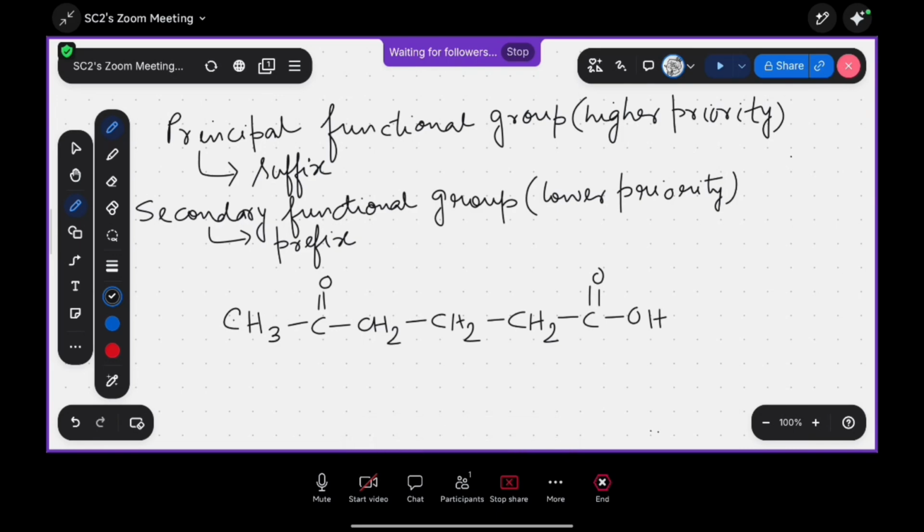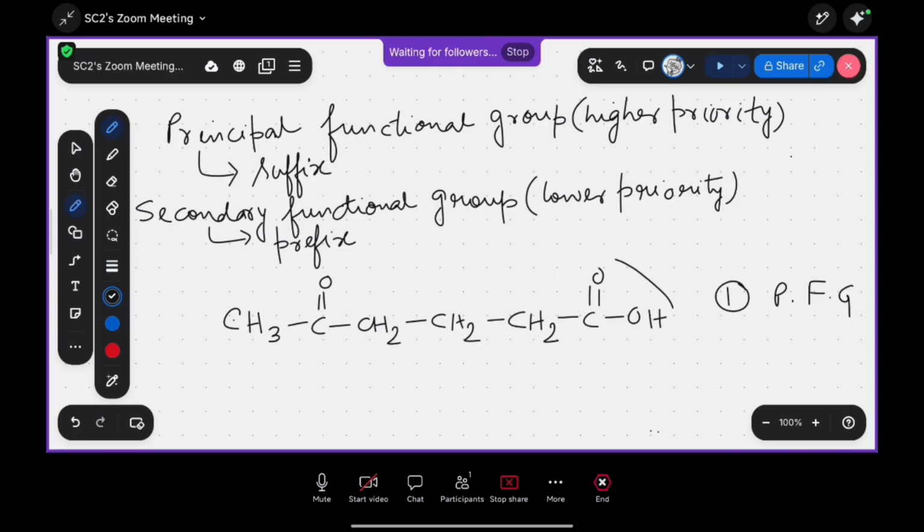Just now I have shown you a chart where I have discussed the priority order of the various functional groups. As you have seen, the carboxylic acid functional group occupies the highest priority. Suppose I take this compound on the screen, we have two functional groups. What is the first rule for that? The first rule is to identify the principal functional group. And how is it done? Depending on the priority order chart.